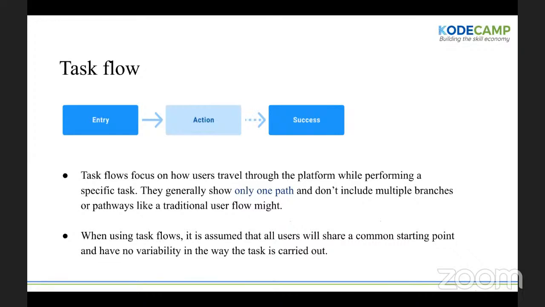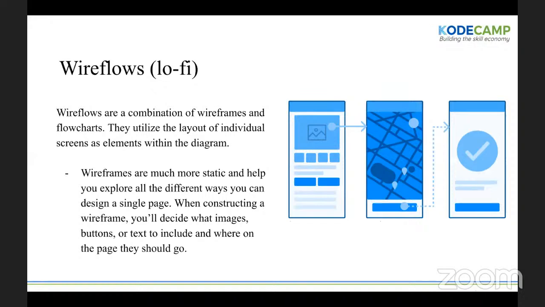So that's for task flow. And then we have wire flows. We can also call them low fidelity. You just need to know all these terminologies. By the end of the day, you need to know what you need to do, right? Wire flows are basically a combination of wireframes and flow charts. This is not university, where we have so many terminologies, but as designers, you need to know all of this because it's very necessary. You will work with big companies, and you don't want to sound like you don't know this. You should mention wireframes correctly.